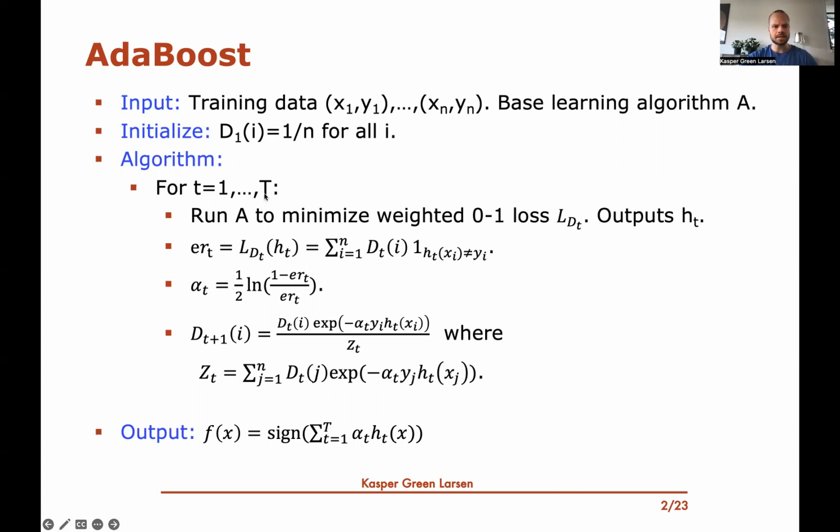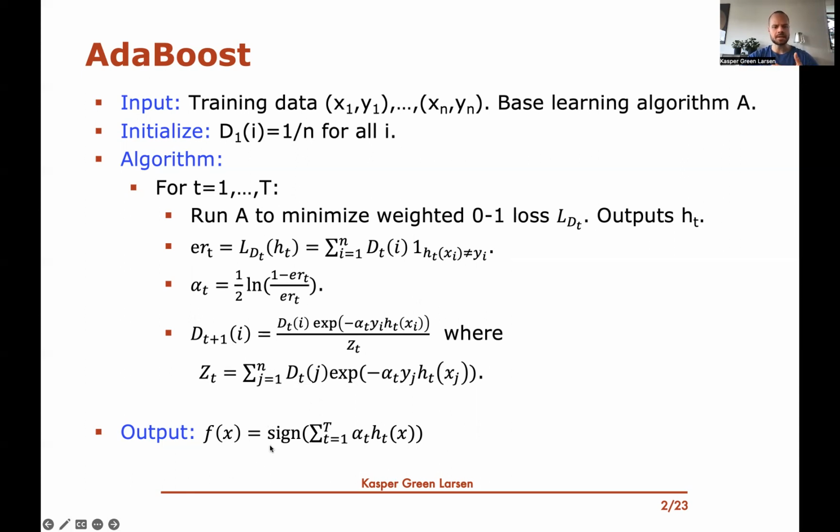And then for t iterations, you're going to run this base learning algorithm A on the weighted 0-1 loss, where they're weighted according to this probability distribution, outputting a hypothesis h_t. You compute the weighted 0-1 loss for this hypothesis just by summing over all the points that you misclassify and summing up the weights. Then you compute this magic constant alpha_t, and then you change the weighing for the next iteration by taking the current weight and multiplying it with an expression that goes up for misclassified points and down for correctly classified points. And you normalize by a normalization factor Z_t.